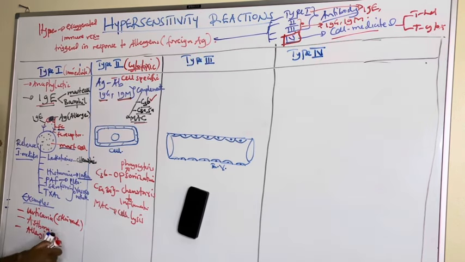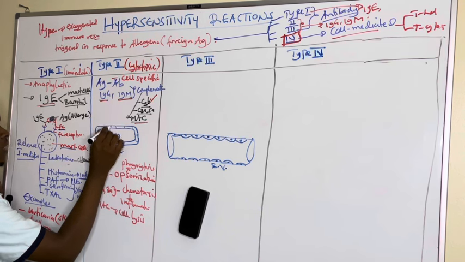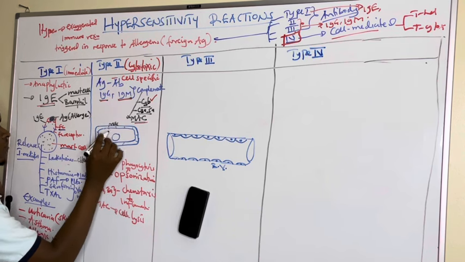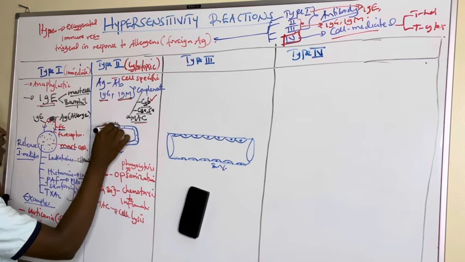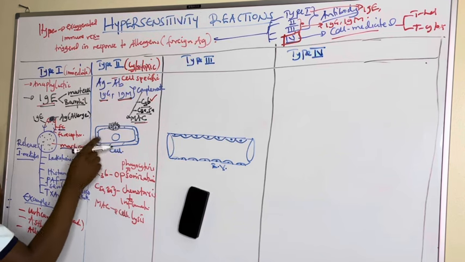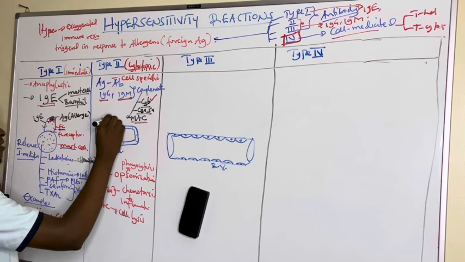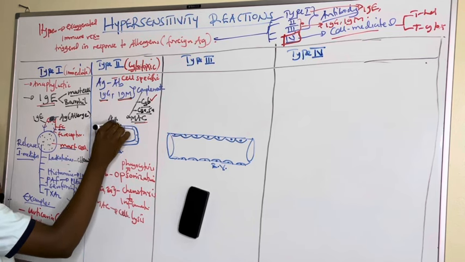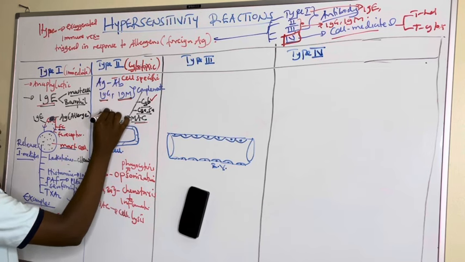So we are going to see that whenever the complex is formed and the complement system is fixed, it produces the MAC, and the MAC binds on the cell surface. When it binds on the cell surface, it starts creating pores in the cell wall of the cell, and when it creates pores, it leads to the leakage of intracellular content. And when intracellular content leaks via the pores created by the MAC, it leads to what we call cell lysis.